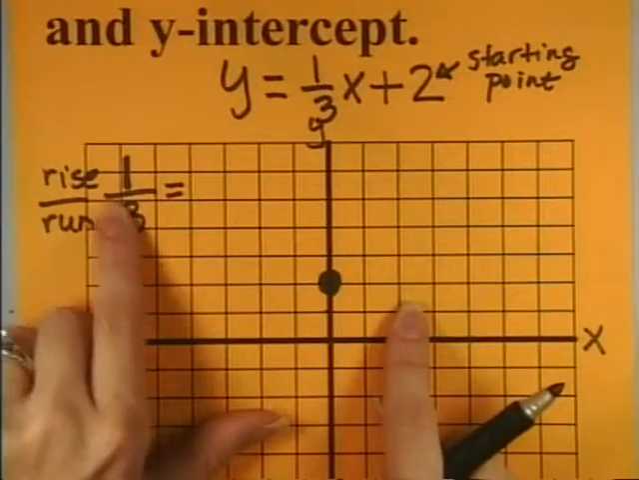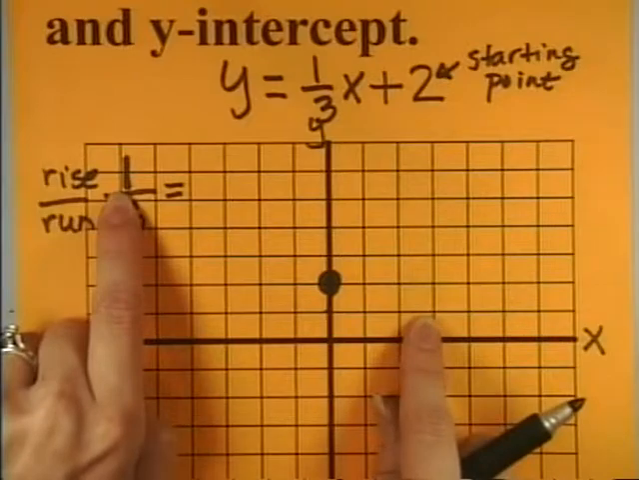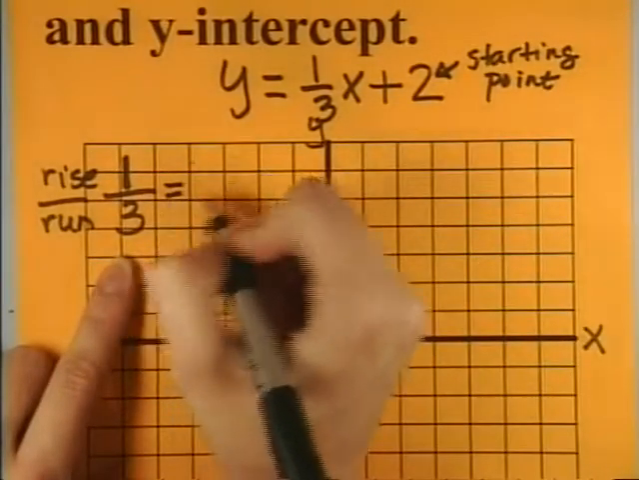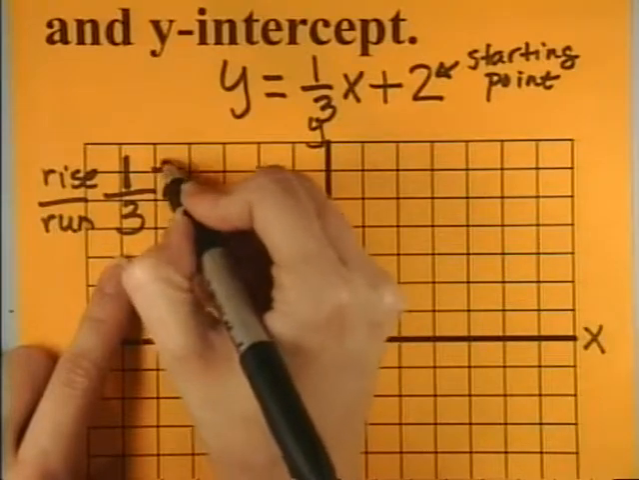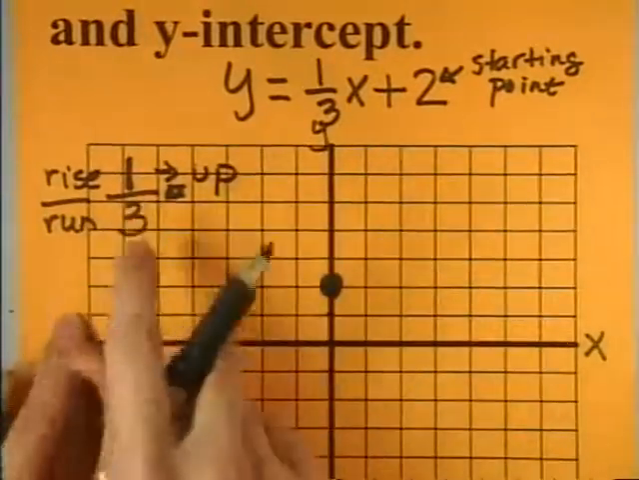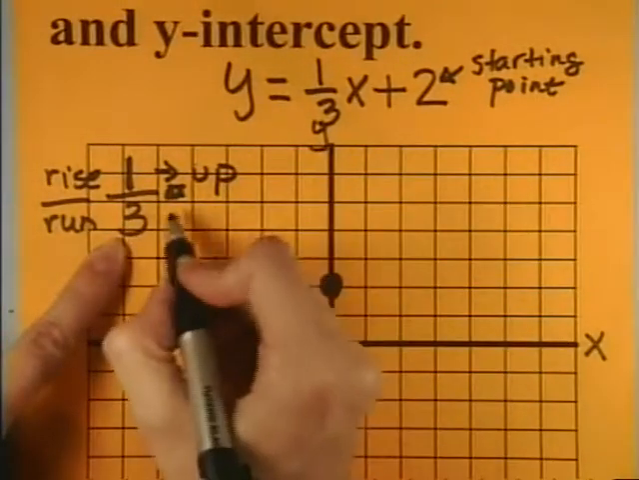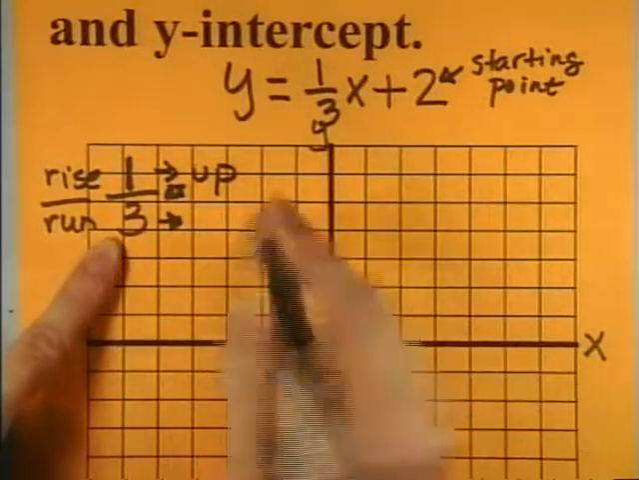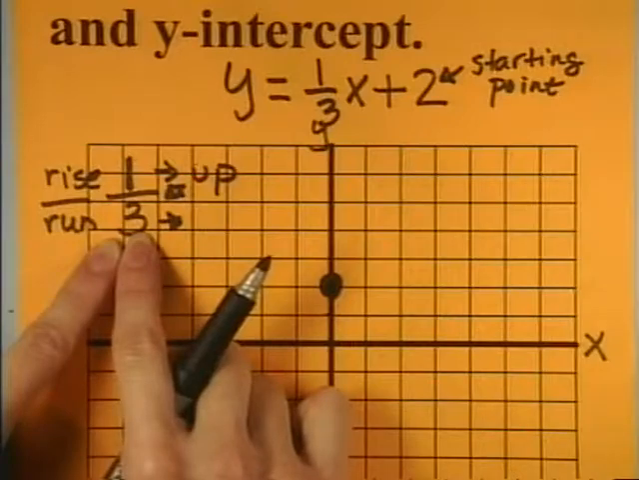Okay, so if it's a positive 1, do you think we're going to rise up or rise down? Up. Okay, so we're going to go up. And if we're running 3, if it's positive 3, do you think it's left or right? Right. To the right.